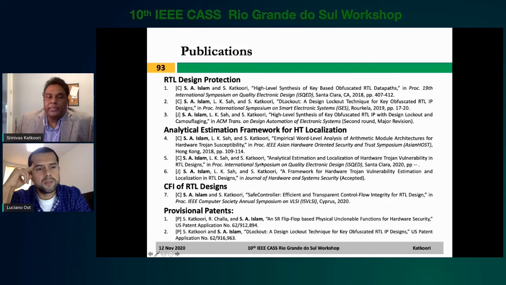But the other one is that let's say I already have a design and I know the architecture, I know my design in and out. And somebody has designed it, so I sent it for fabrication. It comes back. Now I want to know if something malicious has been inserted. In that case, this will be very useful. So hardware Trojan localization.